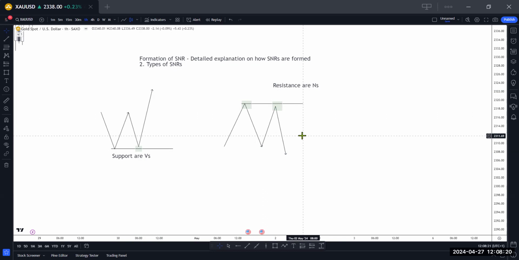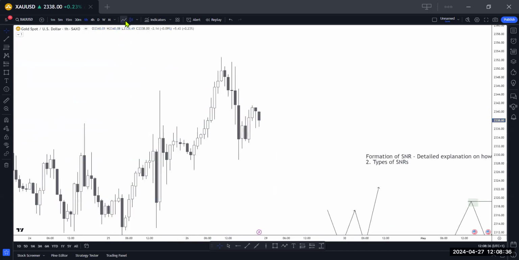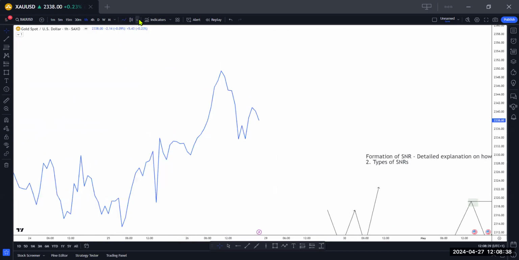The most interesting way to figure out how this works clearly on our chart, these V's and N's, is using the line chart. So I'll show you. To use the line chart, if you're using a laptop, you just have to come here, then you pick line. So this is the line.